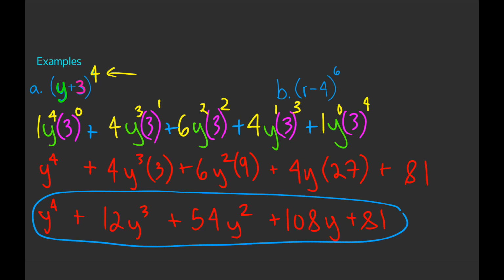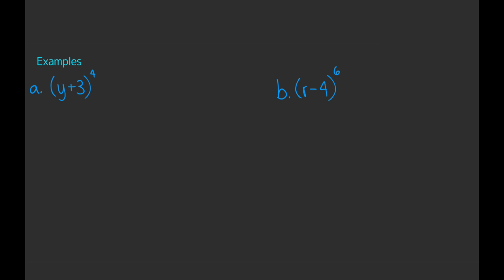Now, that was a lot. Don't worry if it doesn't make too much sense right now. We're going to do 3 more examples, 2 of which you're going to do on your own, and then I'll work them out afterwards. So, let's move on to example B. Example B is r minus 4 to the 6th power.